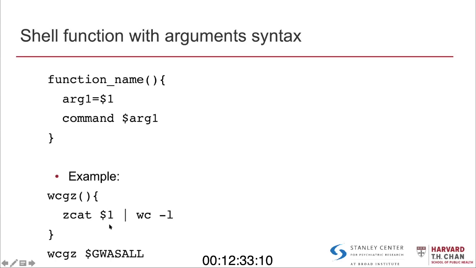Here, $1 will be the variable with the value of the file you specify as an argument. And then you're going to use a pipe followed by the wc -l command. And then every time you want to know the number of lines of a compressed file, you're just going to use the function wcgz followed by the name of your file, rather than typing every time this command that uses two commands and a pipe.